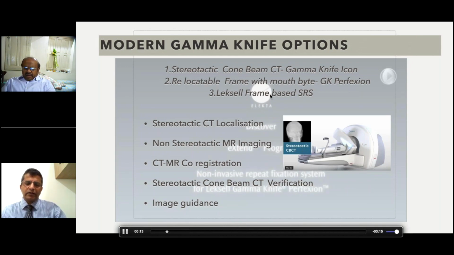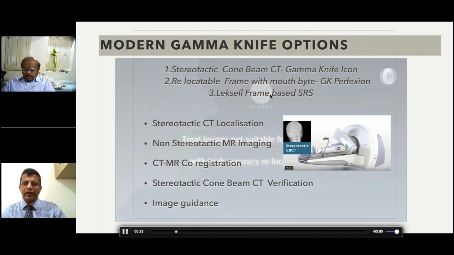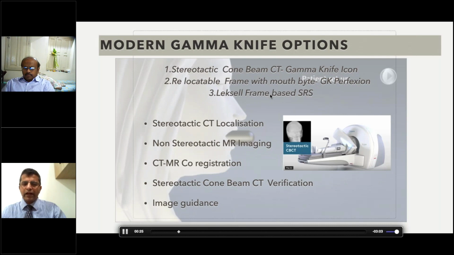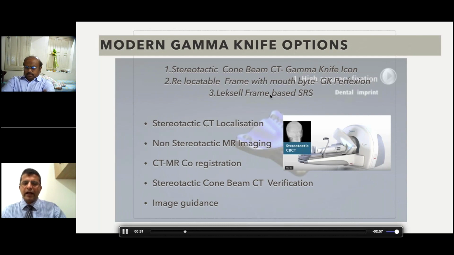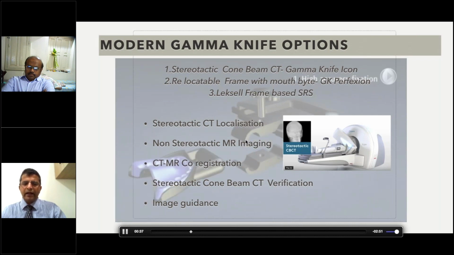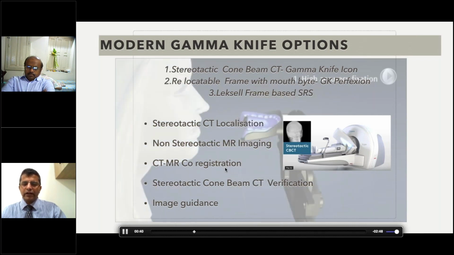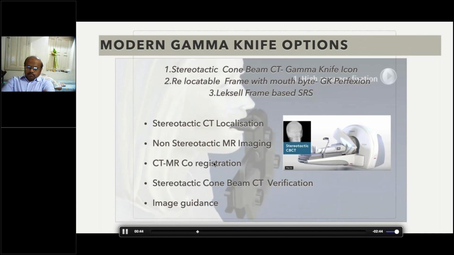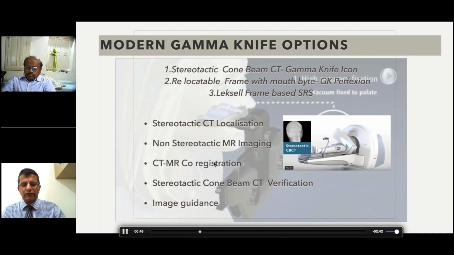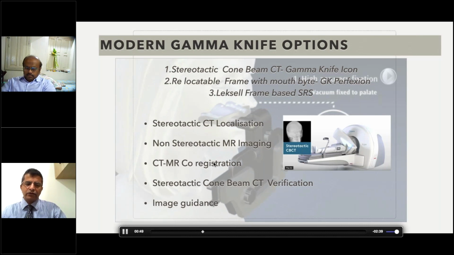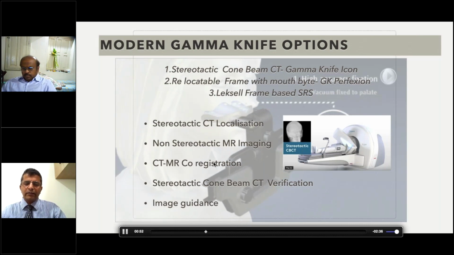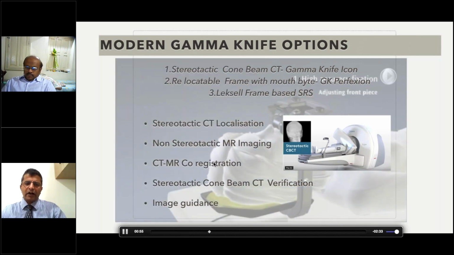In all these methods, the first step involved is stereotactic localization. For the stereotactic localization, either a fixed frame or a relocatable frame is used, and after the imaging, the plan is generated in the Leksell GammaPlan, including the CT-MR registration for fractionated radiosurgery. If it is a single fraction radiosurgery, there will be no frame and no CT-MR co-registration needed. It will directly use the MR images. That is how the treatment happens.